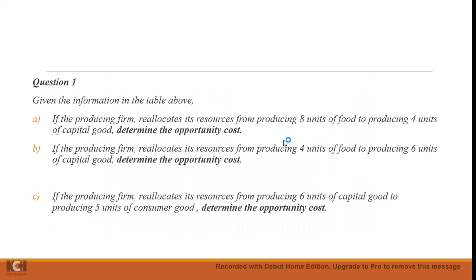Now let's go to the second question. We are looking at the opportunity cost when the producing firm reallocated resources from producing 4 units of food to producing 6 units of capital. So right now, you realize that the firm was initially producing 4 units of food, so the initial point of production is 4 units of food. Then we are moving to producing 6 units of capital.